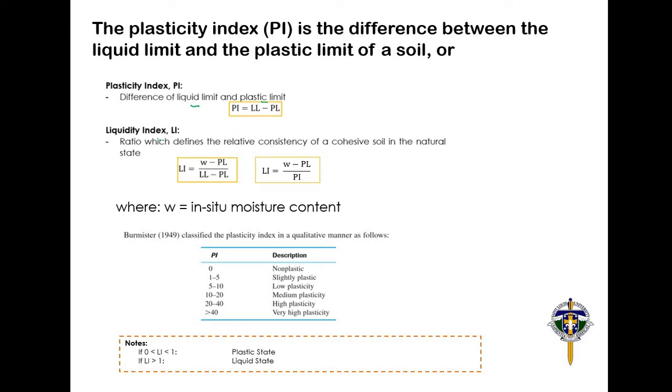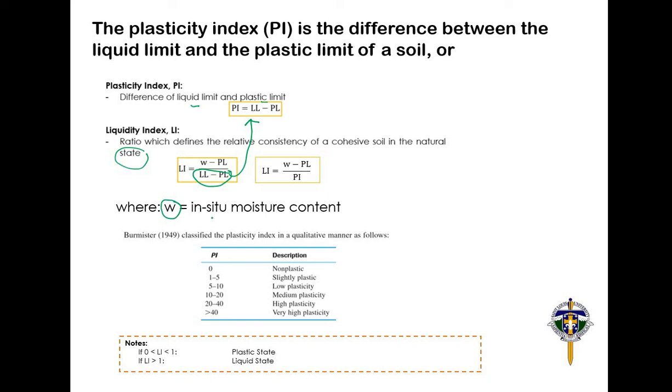And then we also have your liquidity index. This is the ratio which defines the relative consistency of cohesive soil in the natural state. So L_I is equal to water content or moisture content minus plastic limit divided by liquid limit minus plastic limit. But what is this? This is your PI. So liquidity index is equal to moisture content minus PL divided by PI.